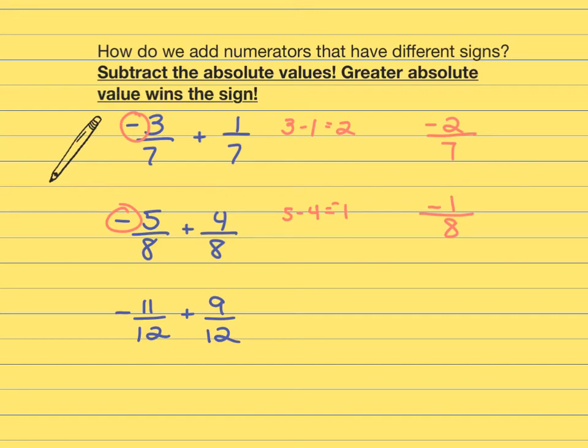Next problem. Negative 11 twelfths plus 9 twelfths. We're going to subtract the absolute values of 11 and 9. The difference is 2. Now, a negative 11 has the greater absolute value. That means it wins the sign. Negative 2 is our numerator, and our denominator is 12. Our answer is negative 2 twelfths.